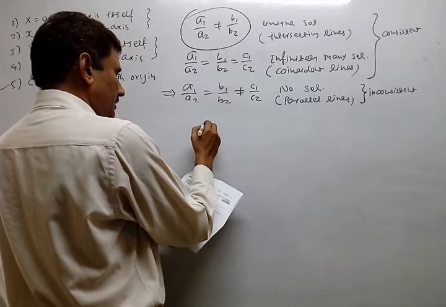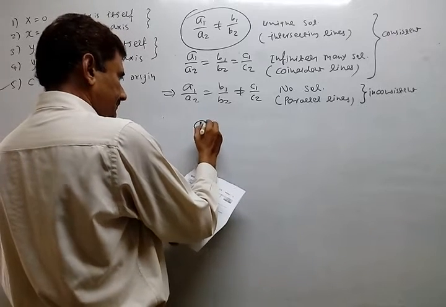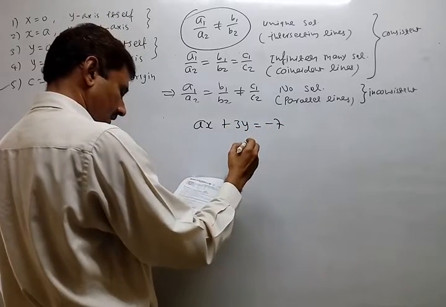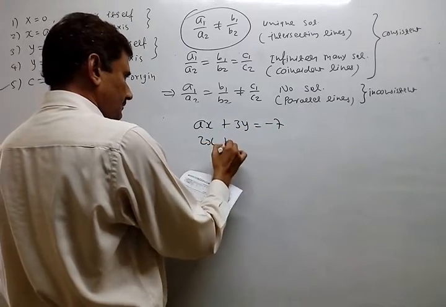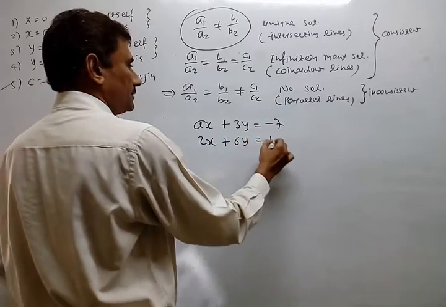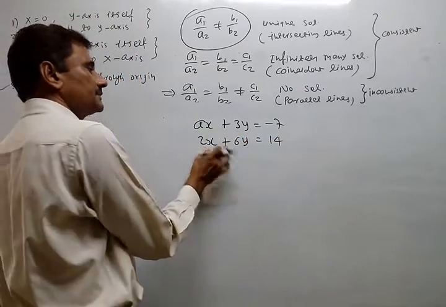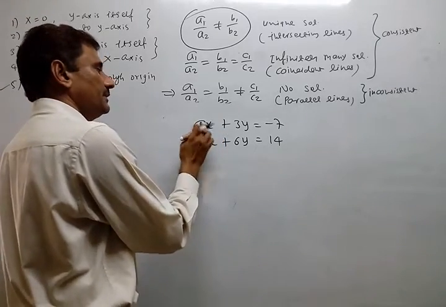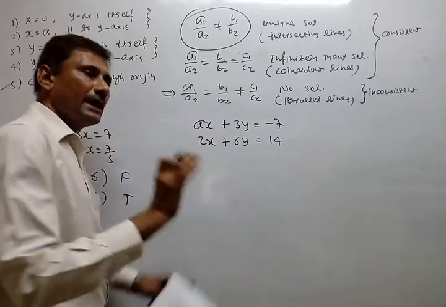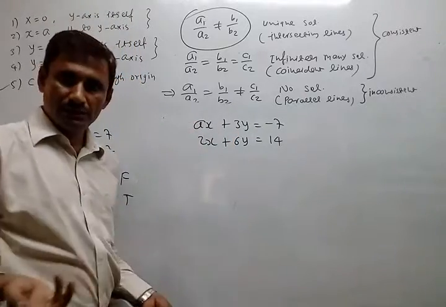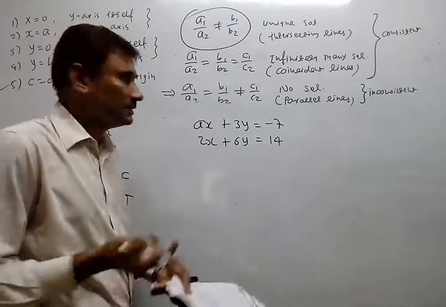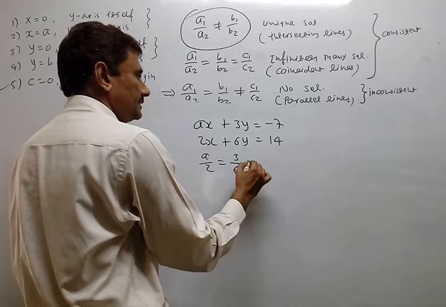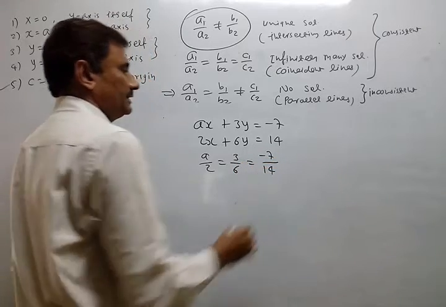So write down ax plus 3y equal to minus 7 and 2x plus 6y equal to 14. Okay. We ourselves try to find out a. Otherwise they have given a equal to 1. You can write 1 also, but we try as ourselves whatever a should be, and then look, is it 1 or not? So now the condition is this: a by 2, 3 by 6, minus 7 upon 14.